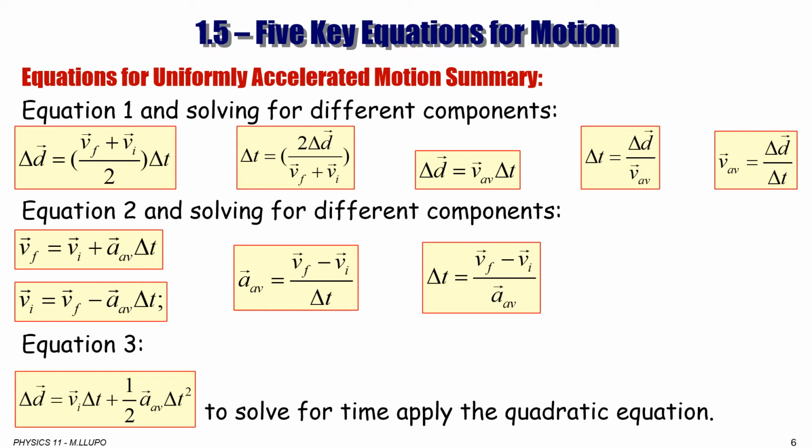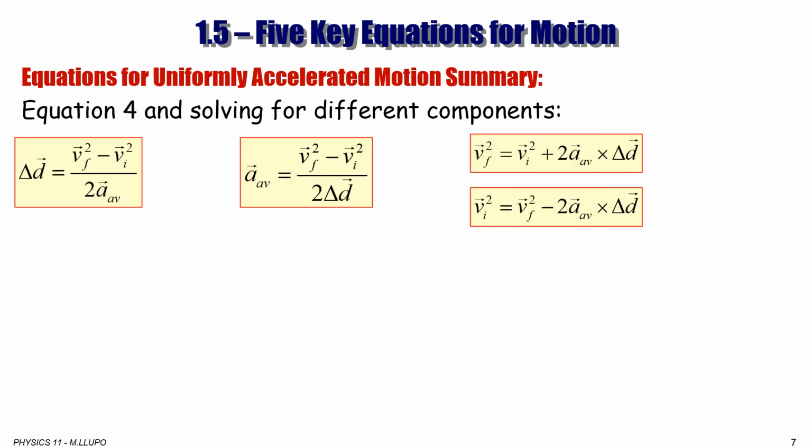And equation number 4, you can actually solve for different components. You can solve for A average, which now switches places with delta D. And then you can solve for V final squared equal to V initial squared plus 2A delta D, or for V initial, which is V final squared minus 2A delta D.